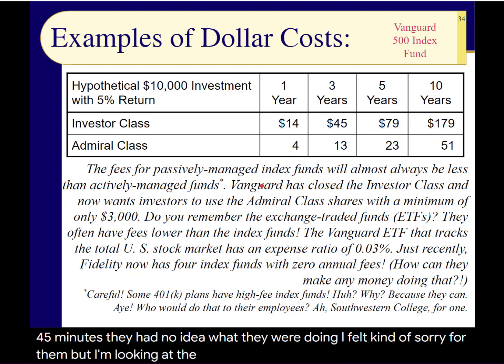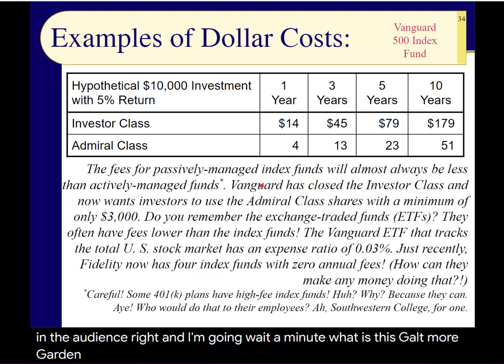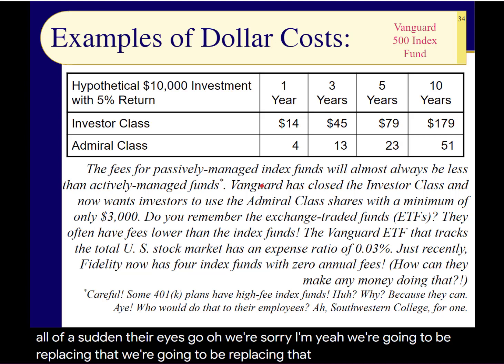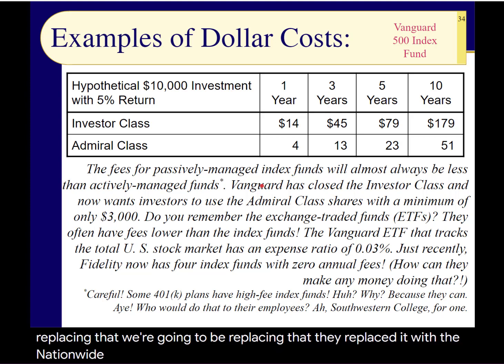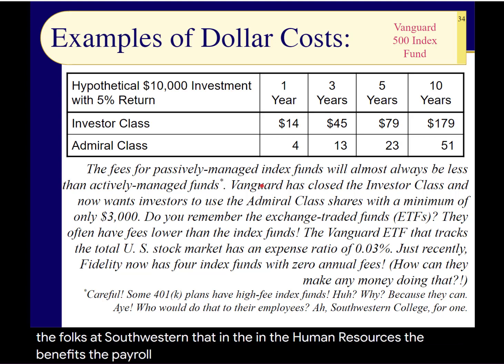But I'm looking at the materials. They didn't realize they had a ringer in the audience, right? And I'm going, wait a minute, what is this Gartmore? I forget the exact name. 500 index fund with 90 basis points, 0.9%. And then all of a sudden their eyes go, oh, we're sorry. Yeah, we're going to be replacing that. They replaced it with the Nationwide 500 index fund, which I think was 60 cents, 0.6%.